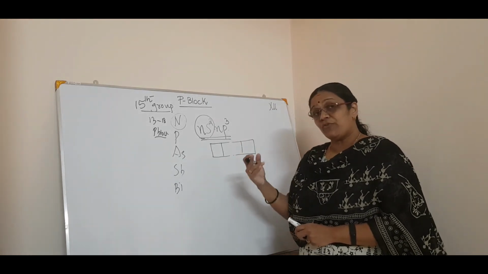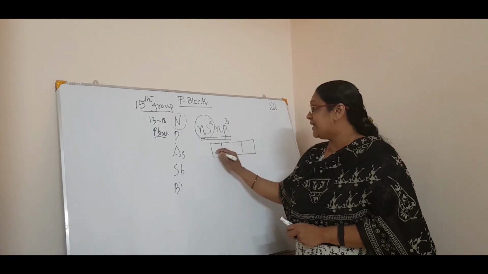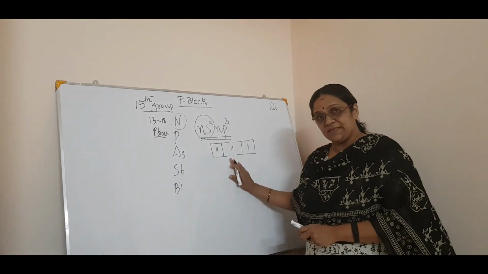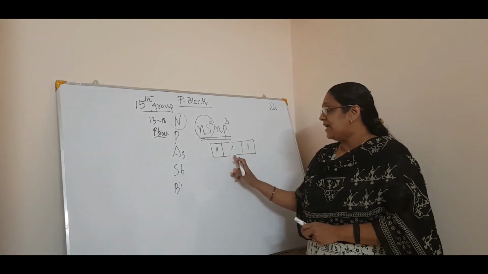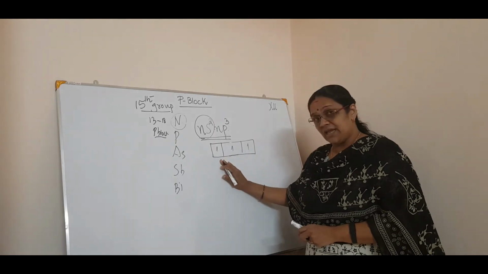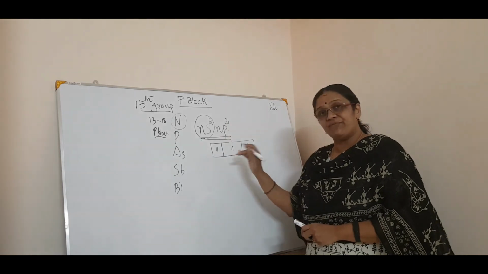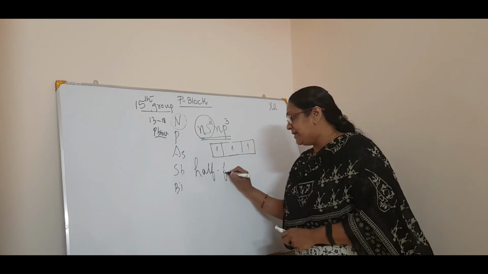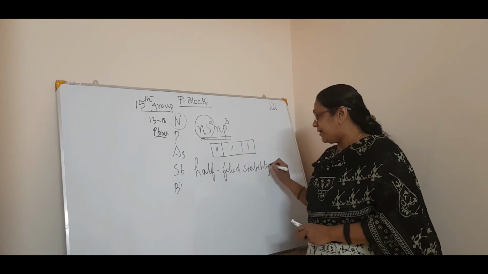Now according to Hund's rule of maximum multiplicity, how will you arrange these electrons? p3, so it will be 1, 1 and 1, isn't it? By Hund's rule of maximum multiplicity and the Aufbau principle. Now see, in this case the maximum number is 6, and this is 3, which means it is a half-filled orbital. In the case of all this 15th group, it has half-filled stability. We will talk more about that later.